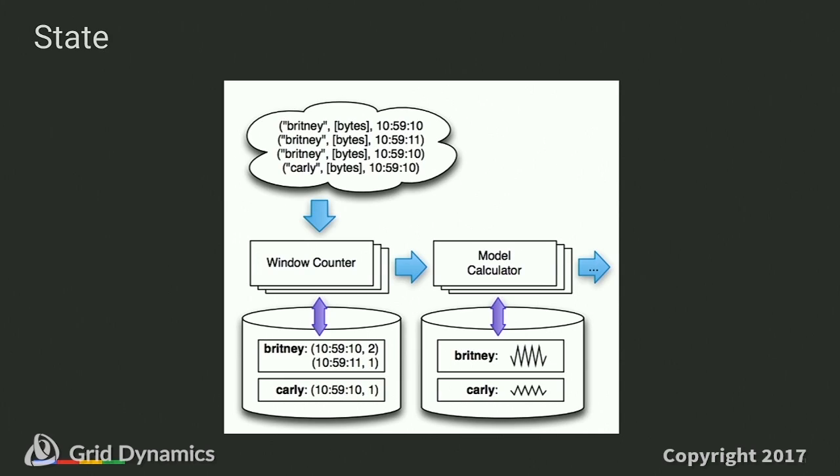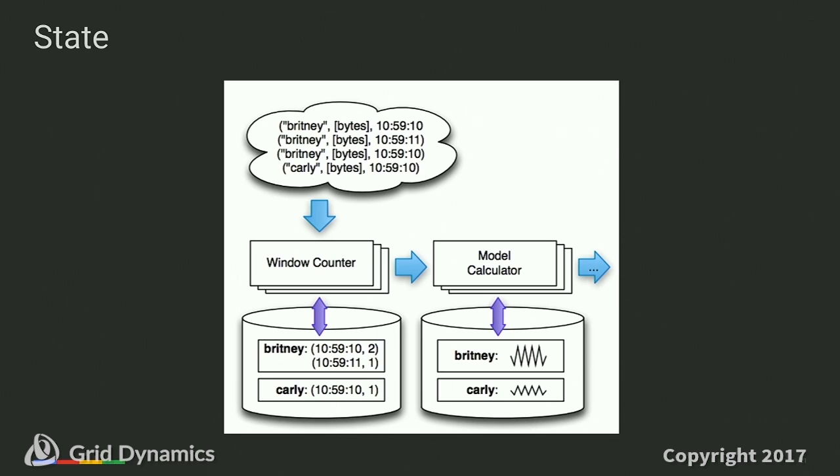And here is an example. So data's coming in. You're getting a bunch of Britney records and one Carly record. And it's coming into this first stage I mentioned, this window counter. And what is it doing? Well, the window counter is just, in this case, for every second trying to calculate how many Britney searches happened in 10:59:10, 10:59:11. How many Carly searches happened in all these buckets. So essentially, we're calculating a histogram.